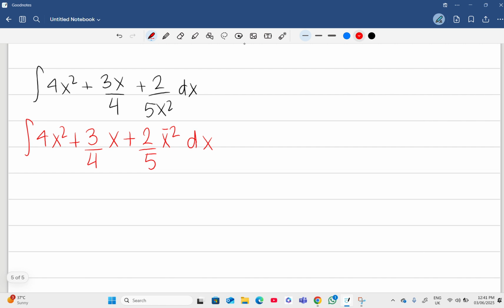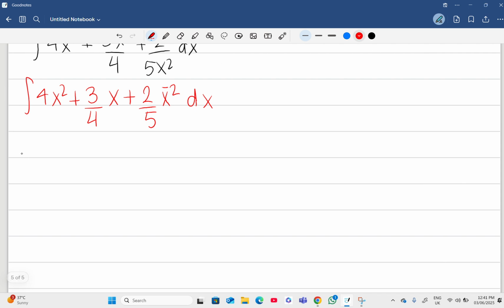Okay, now I'm going to integrate normally, sorry, I keep saying derive. So 4 x to the power of 3 over 3. Let's do this so we don't get confused. So I'm going to put it aside, multiply it, okay? Plus 3 over 4, I'm going to keep it alone, and then I'm going to solve the integration of x on its own, so x squared over 2 plus 2 over 5 x to the power of negative 1 over negative 1 and the plus c.